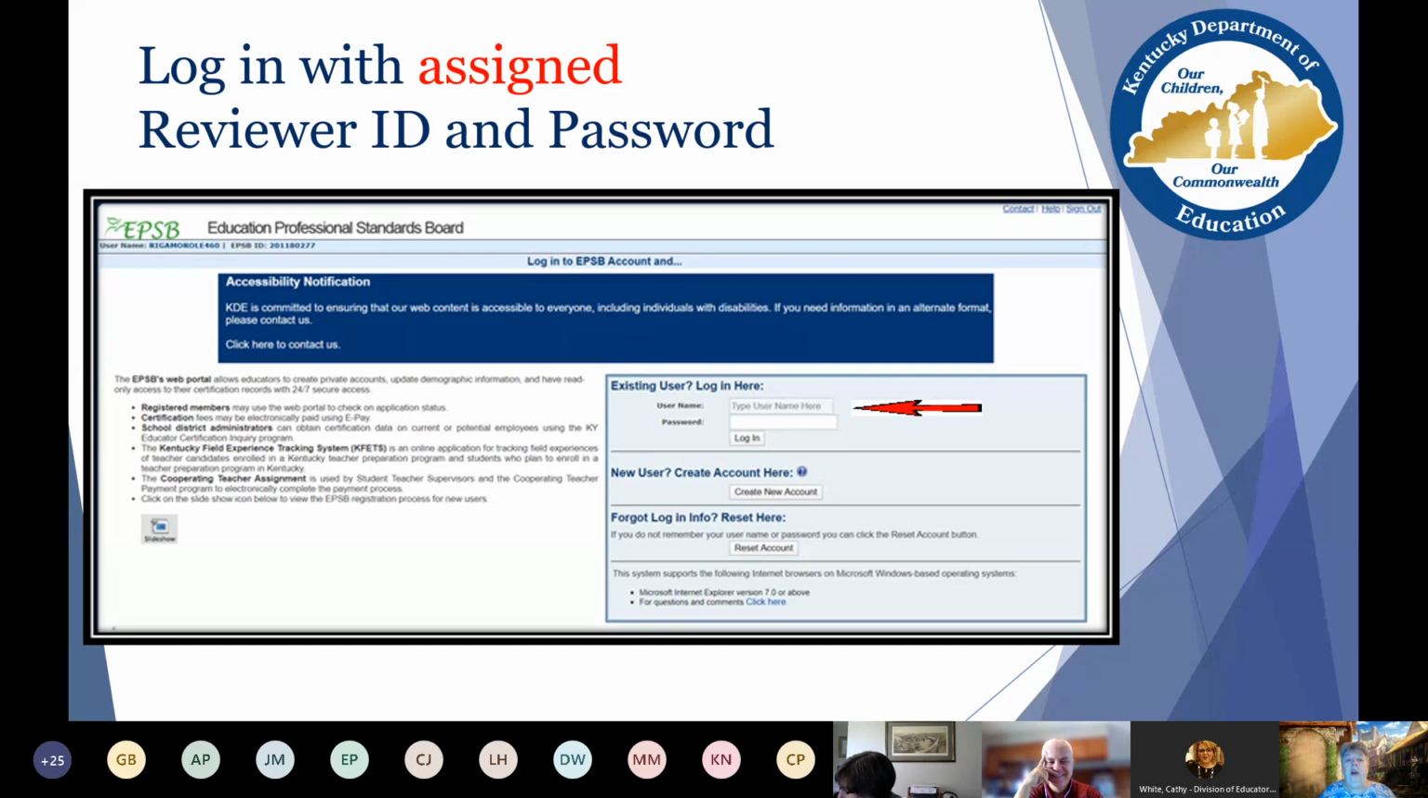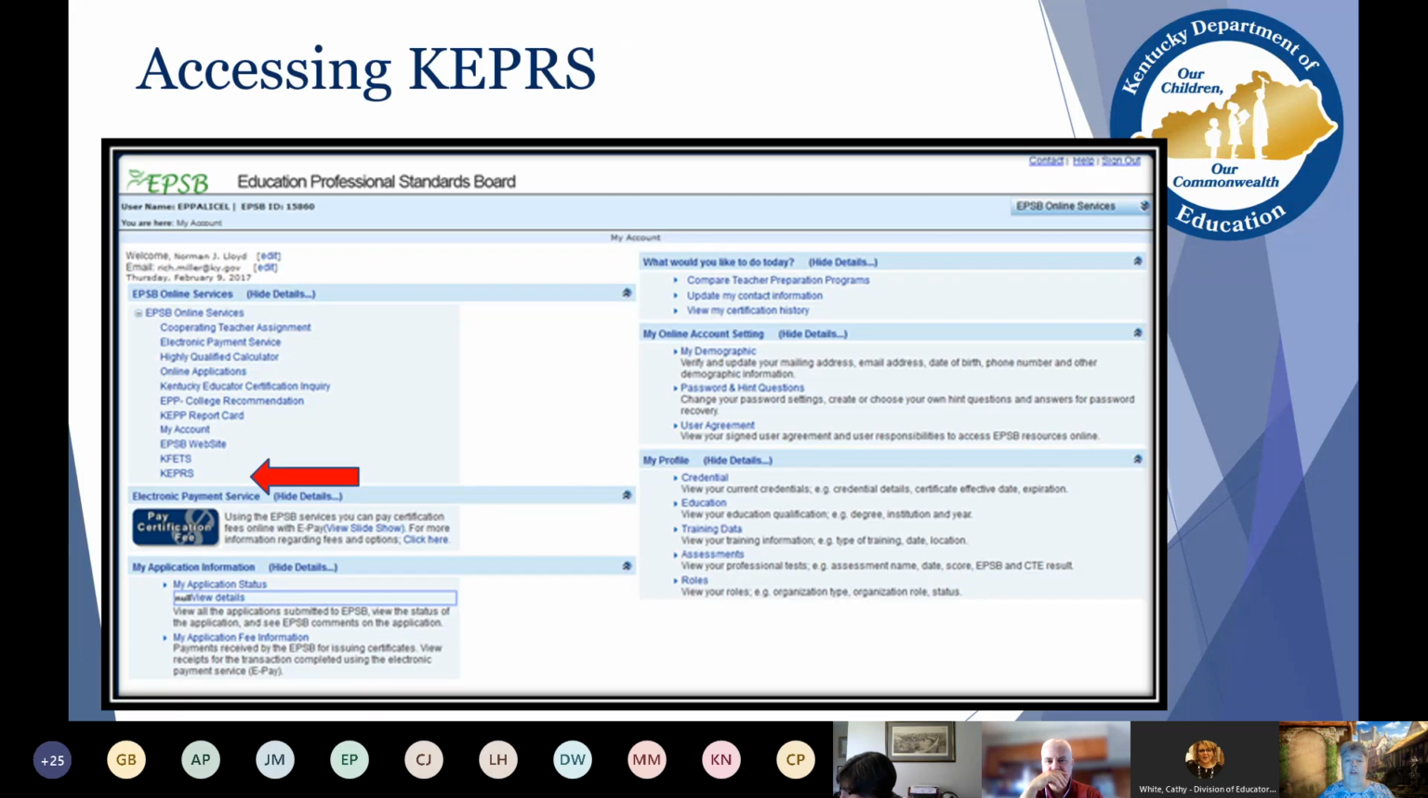After you enter the user ID and password, this is the page that pops up. Click on the word KEPRS, which is an acronym for Kentucky Educator Preparation Review System. The red arrow you see on the screen points to that.